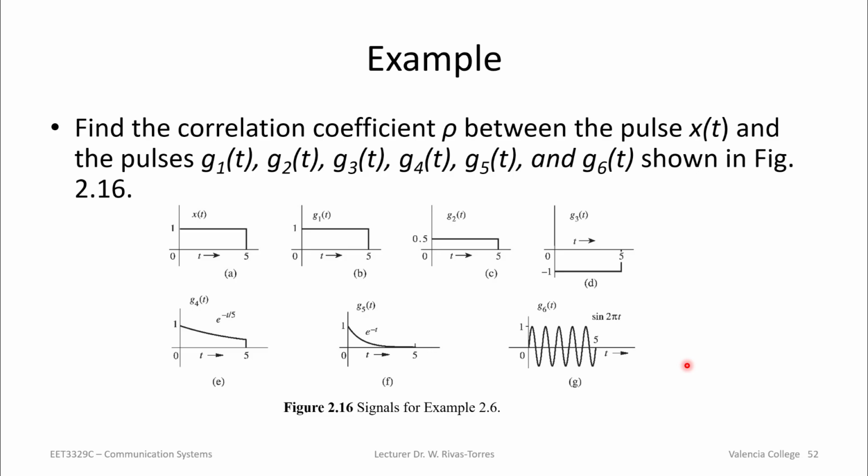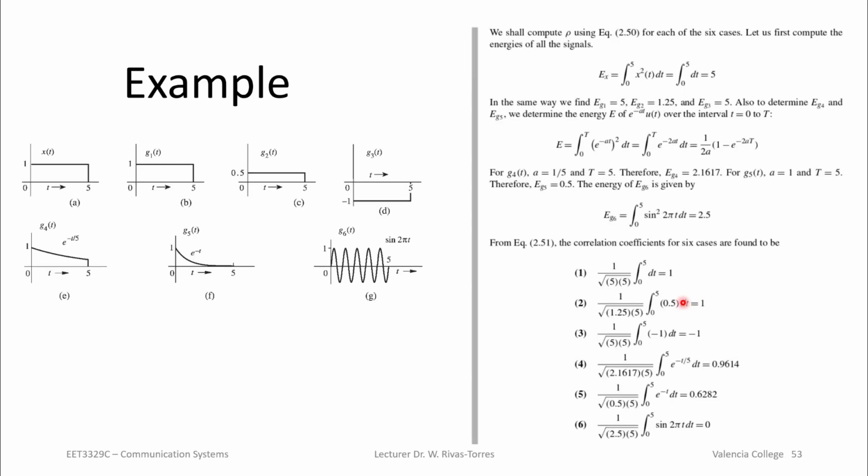Now, right off the bat, if you look at signal B equals x of t, so they're equal. So whatever mathematical procedure we do, we should see rho equal 1. And then the rest of them, let's see what we get. If you follow the example in the book, the first thing to do is calculate the energy E of x, which is the integral of x squared between 0 and 5, but x is 1, so if you integrate from 0 to 5, you end up with 5. Nothing to write home about.